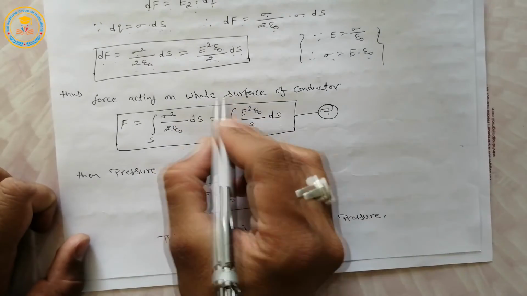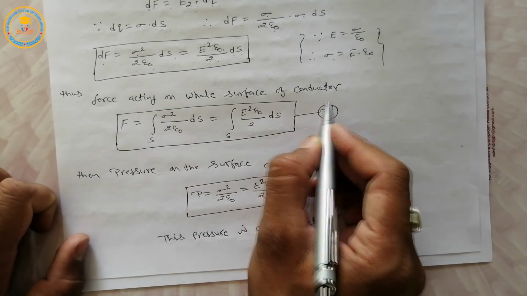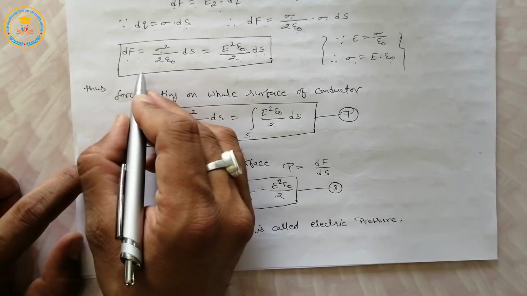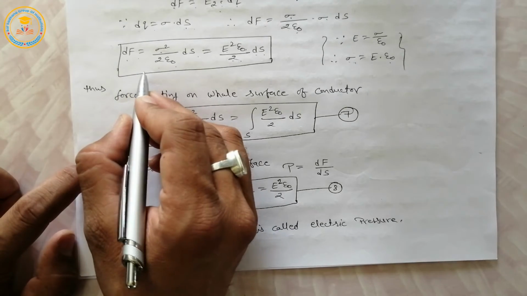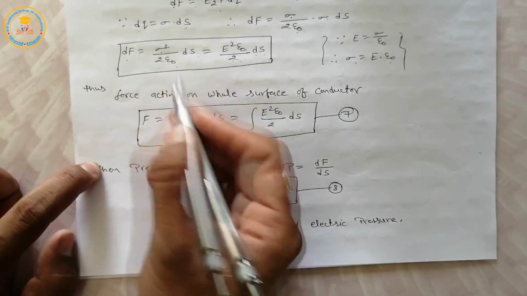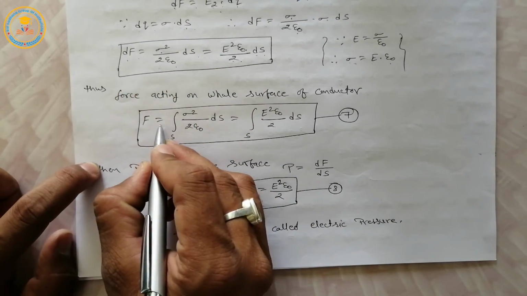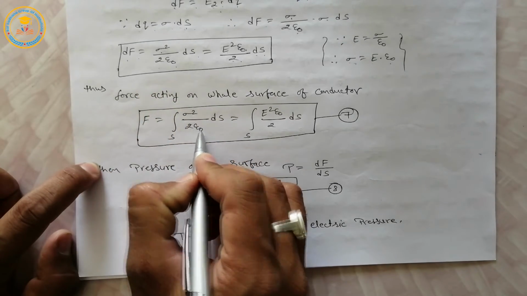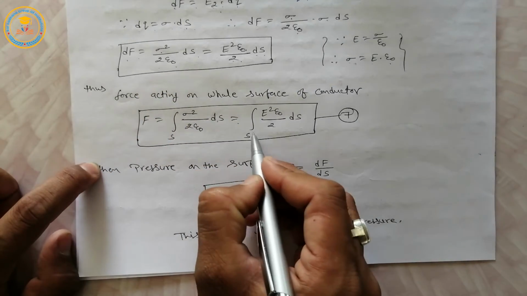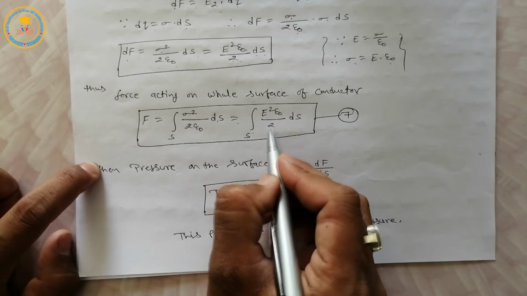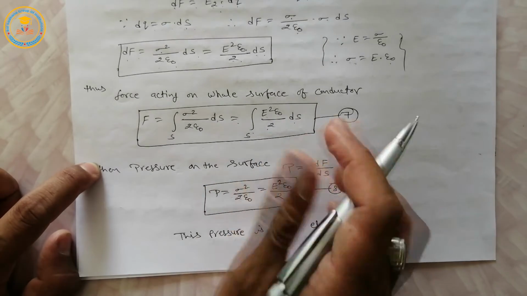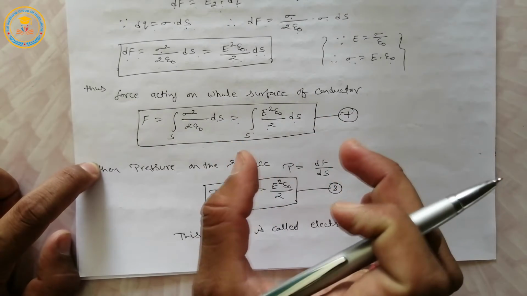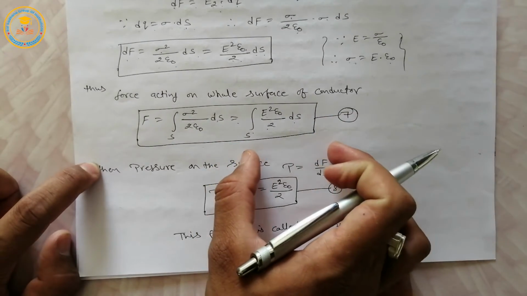Then the force acting on the whole surface of the conductor: integrating this equation on both sides, we get F is equal to the surface integral of sigma square upon 2 epsilon naught ds, which is equal to the surface integral of E square epsilon naught upon 2 ds. This is the force acting on the whole surface of a charged conductor.